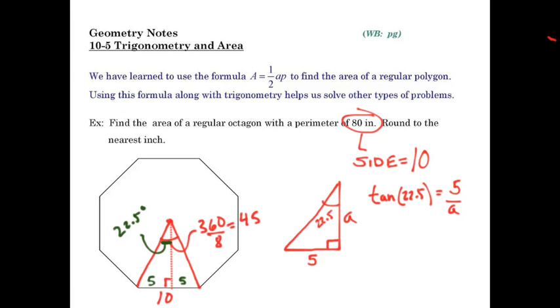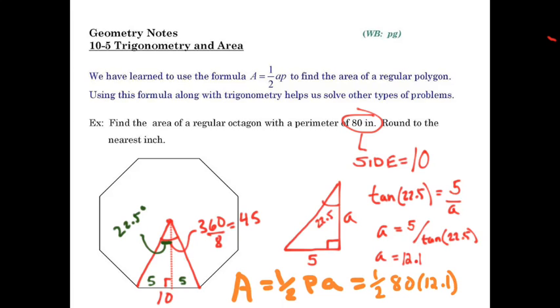And now it's just a calculator problem. I know that A is 5 divided by tan 22.5. I plug into my calculator, and that gives me 12.1. So I plug that back into my formula, and that's going to give me my area for my regular octagon, in this case, using my trigonometry.